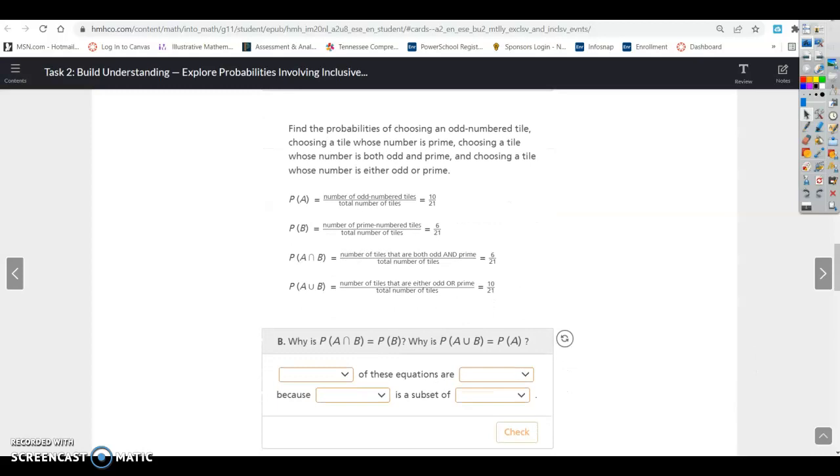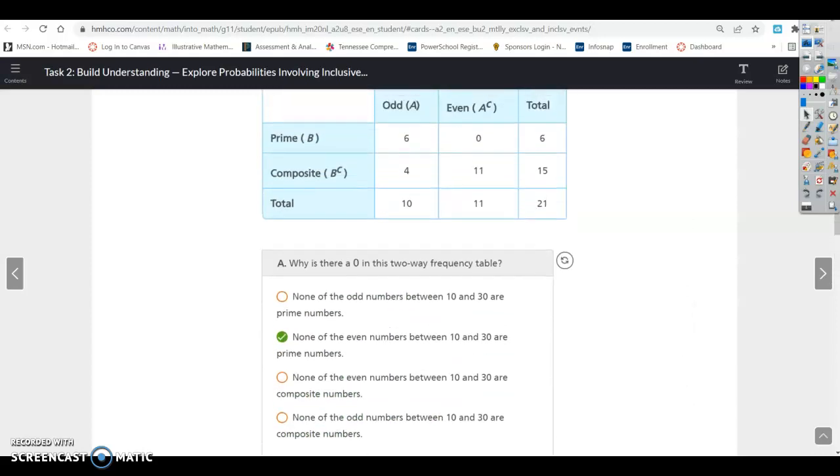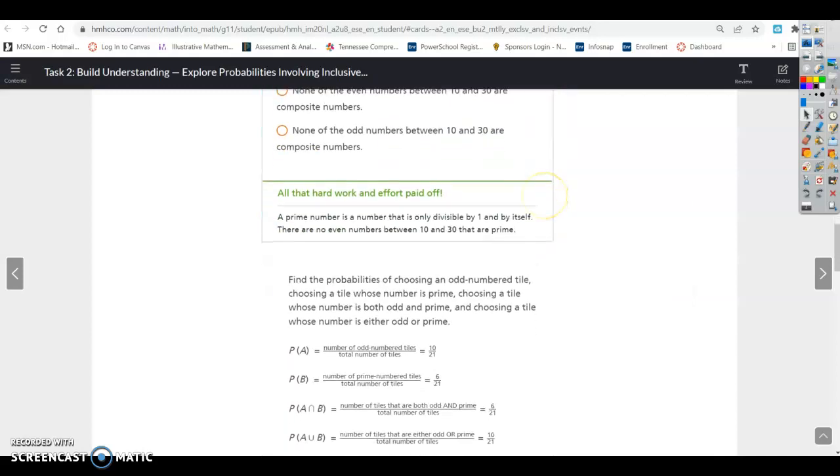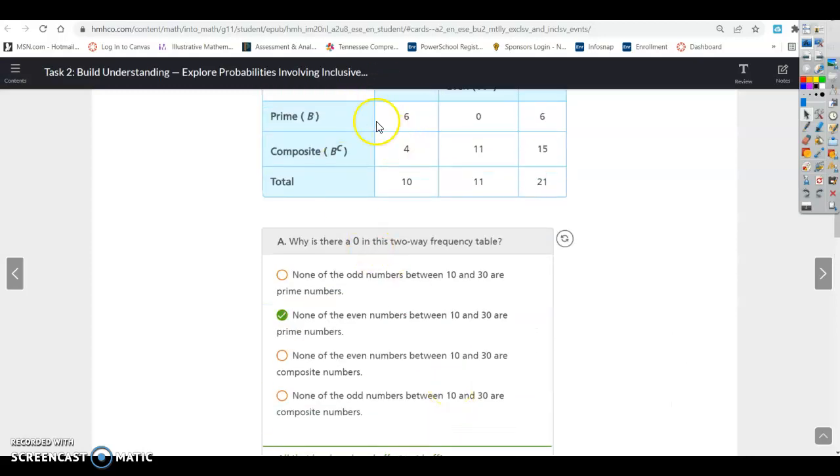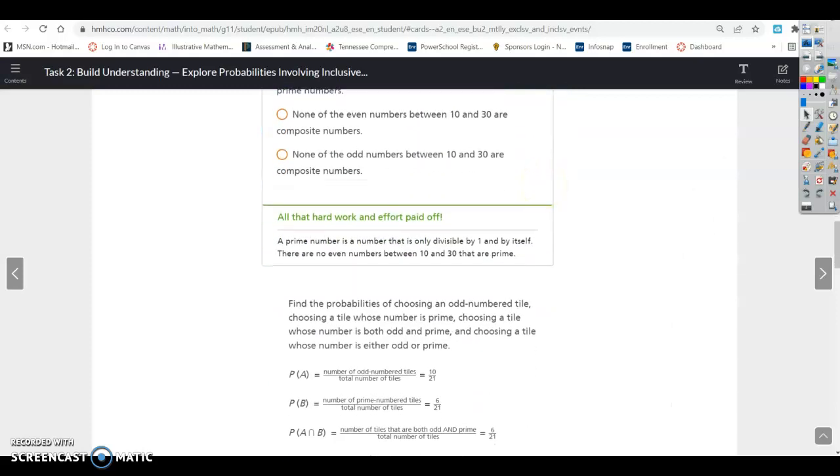All right, find the probabilities of choosing an odd numbered tile, choosing a tile whose number is prime, choosing a tile whose number is both odd and prime, and choosing a tile whose number is either odd or prime. So again, you can get these numbers from the table above. So we want the probability of A, number of odd numbered tiles. So if you look up here, the probability of A, odd numbered tiles would be 10 out of 21. And then if you have prime tiles, there are 6 out of 21 prime tiles.